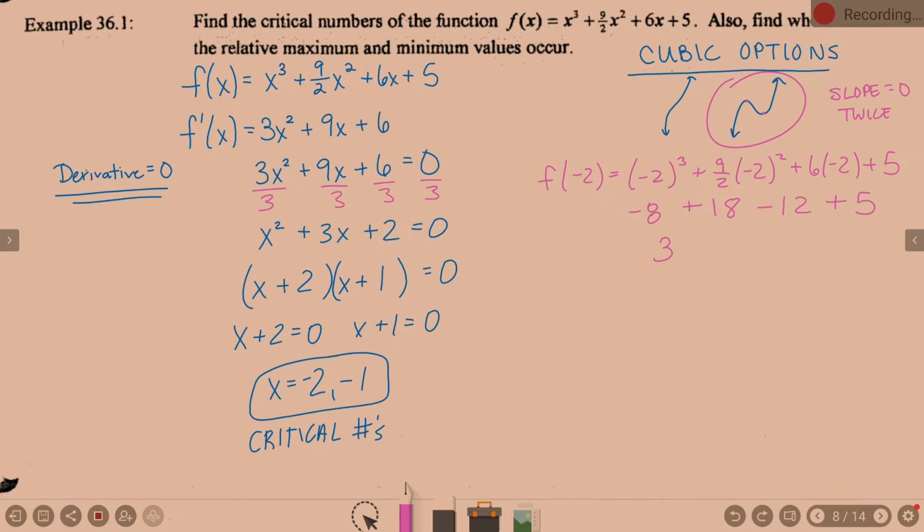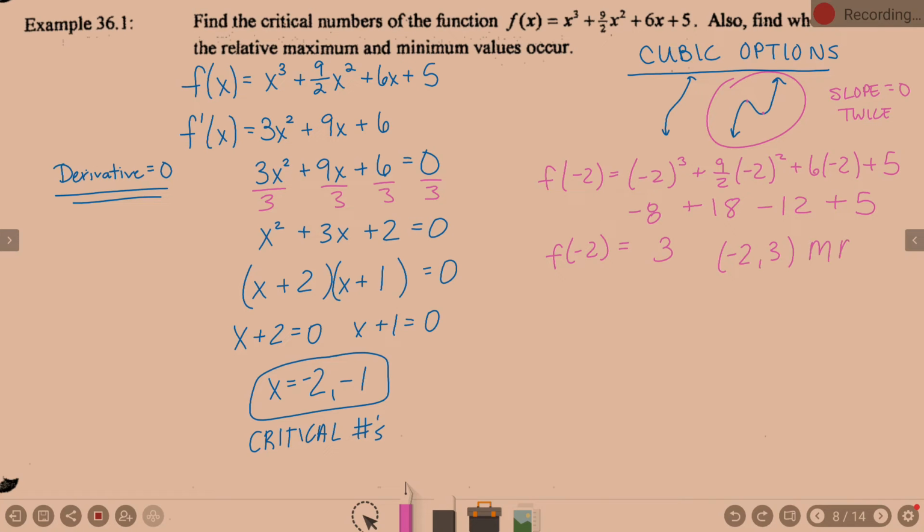Are we okay with that? Sorry, I kind of did that on my own without thinking. Negative 2 to the third is negative 8. Negative 2 squared is 4. 9 halves times 4, so for me, I cross-canceled 2, and I end up with 9 times 2 is 18, minus 12 plus 5. So right there, we have f of negative 2 equals 3. And so the ordered pair is negative 2, 3.